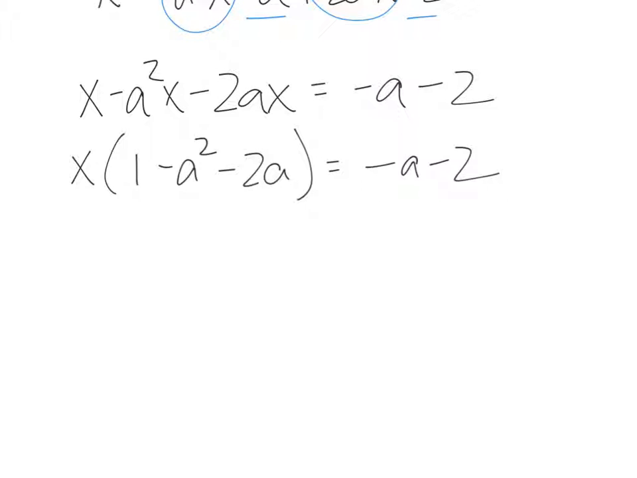Okay, so now all I have to do is divide to get x by itself. I have the negative a minus 2 on the top, and that entire quantity of 1 minus a squared minus 2a on the bottom.